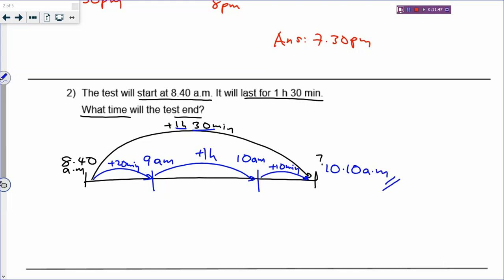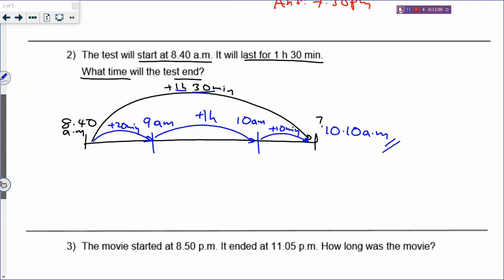Okay, so you can see that using the timeline is very efficient. It helps you to break down the duration, and then you can easily work out the answer. So use a timeline when you see time problems.